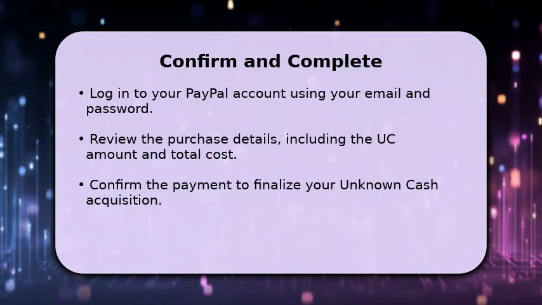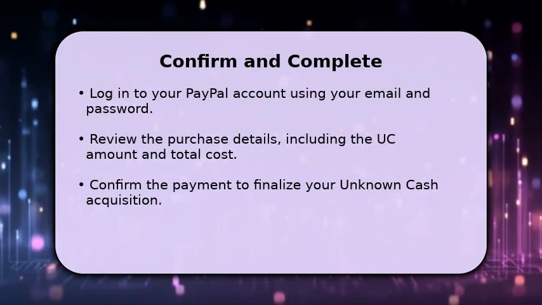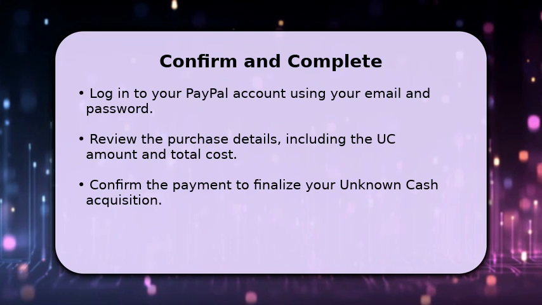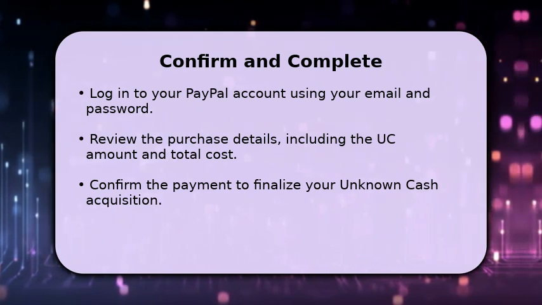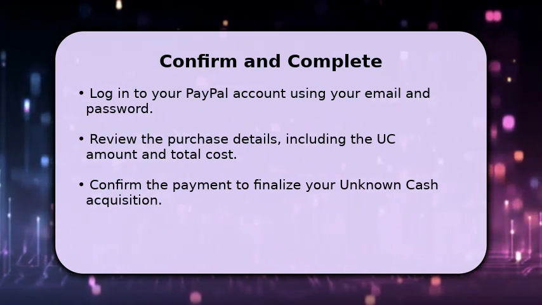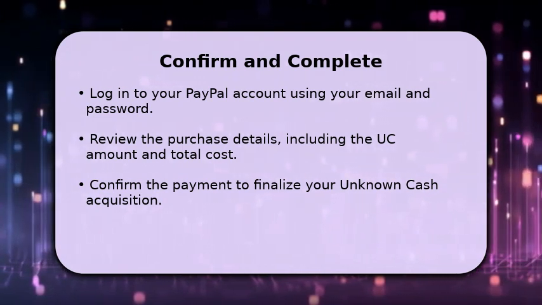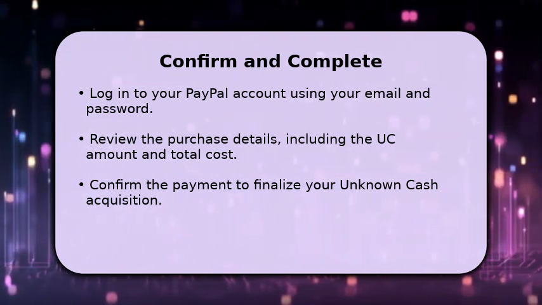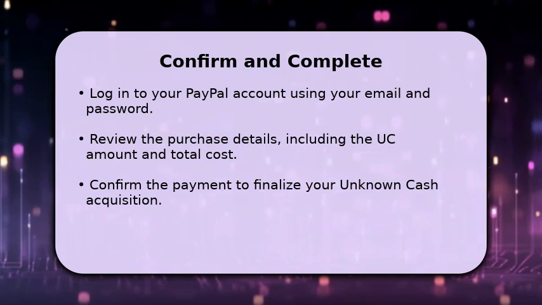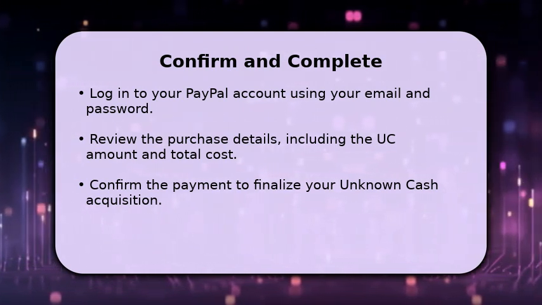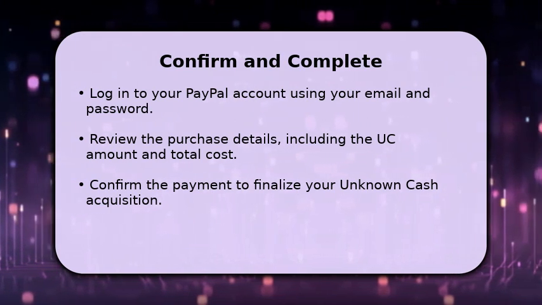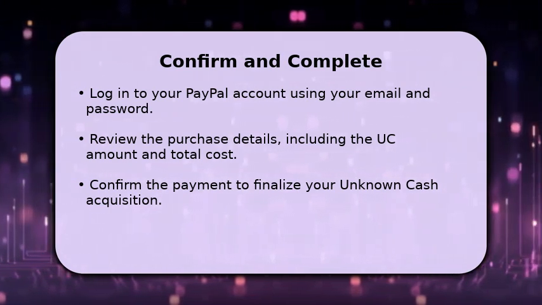After logging into PayPal, carefully review all the transaction details presented on the screen. This includes the exact amount of unknown cash you are buying and the total cost. Once you are satisfied that everything is correct, confirm the payment. Your UC will then be credited to your PUBG Mobile account almost instantly, allowing you to enjoy your new in-game items and upgrades right away.